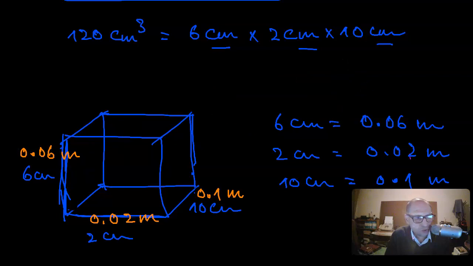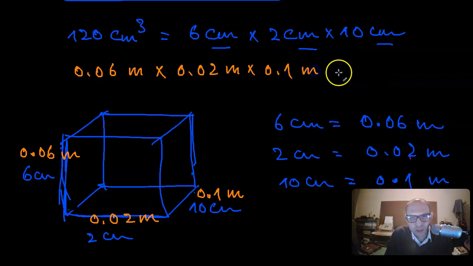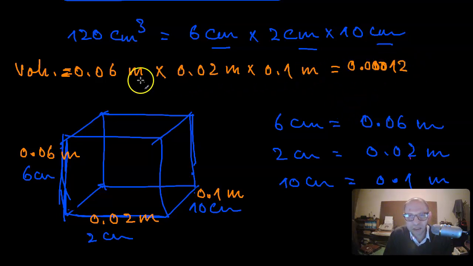And then the volume of the same cube, instead of writing it as 6 centimeter times 2 centimeter times 10 centimeter, which is 120 cubic centimeter, I could write it as 0.06 meter times 0.02 meter times 0.1 meter. That's the volume. And that is the same thing as 2 times 6, which is 12. And you have 1, 2, 3, 4, and 5 decimal places. And meter times meter times meter is cubic meter.